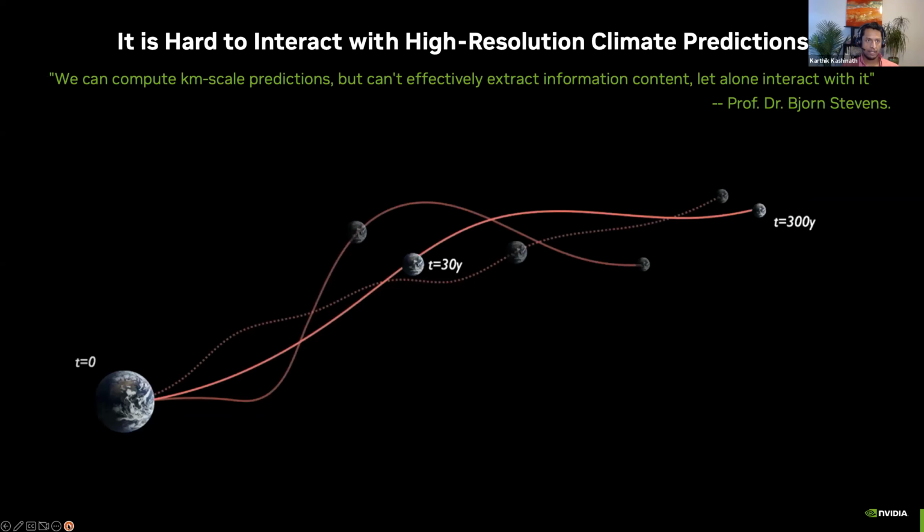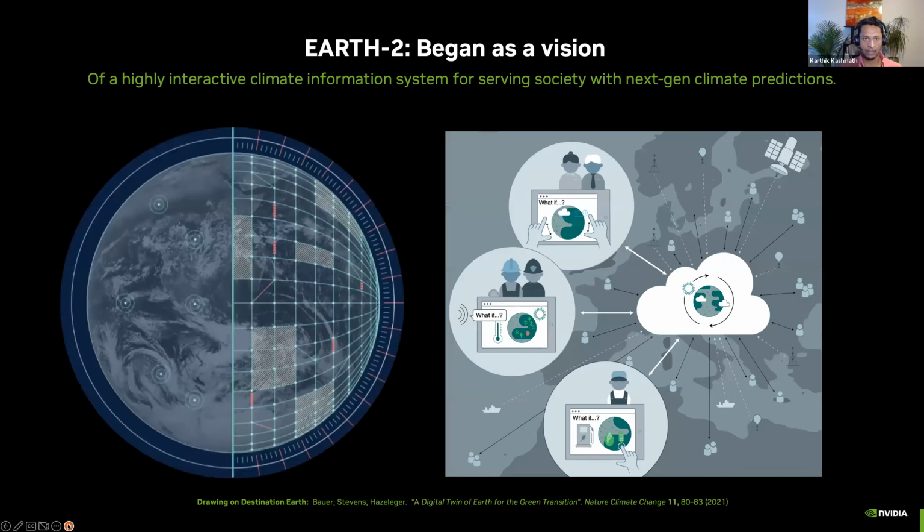Now, the second challenge is that it is extremely hard to interact with very high resolution climate predictions. And this is a statement from Bjorn Stevens. He says in one of his keynotes recently we can compute kilometer scale predictions today, but we can't effectively extract the information content from it, let alone interact with the information. And the estimates for a 300-year trajectory at a kilometer scale resolution is about an exabyte, so about 1,000 petabytes of data, which is practically impossible to interact with.